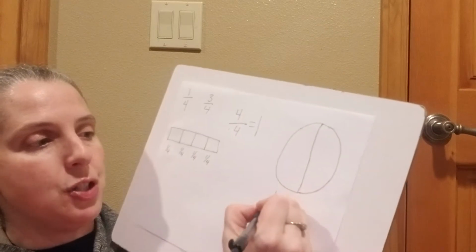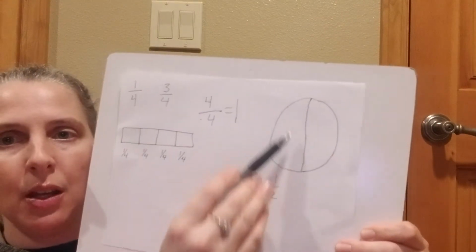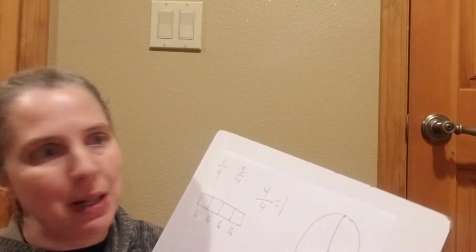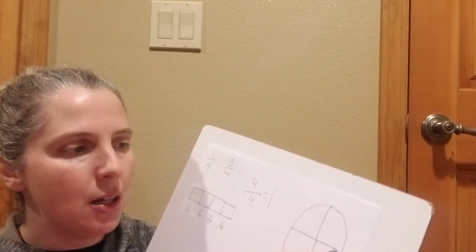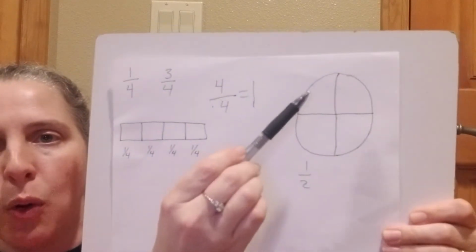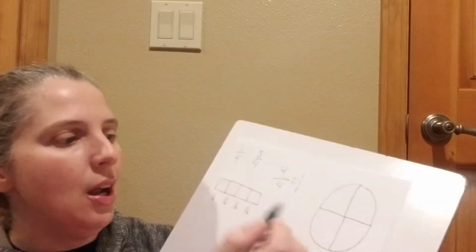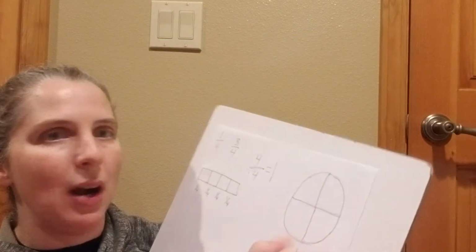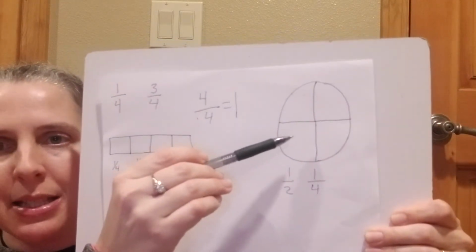So you get 1 out of 2. Look how large that piece is. Now we have to split it with everybody at the table because that's how nice we are. So now there have to be 4 pieces. 1, 2, 3, 4. Now I have 1 out of 4 I only get. Look how much smaller my piece is.